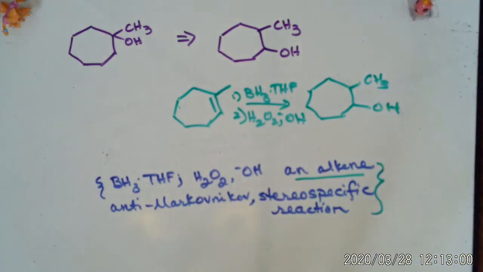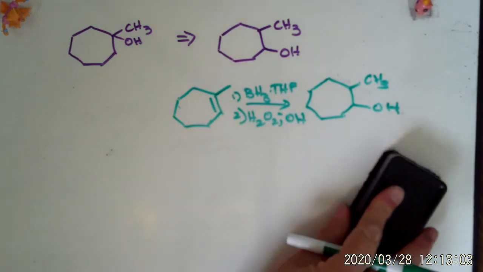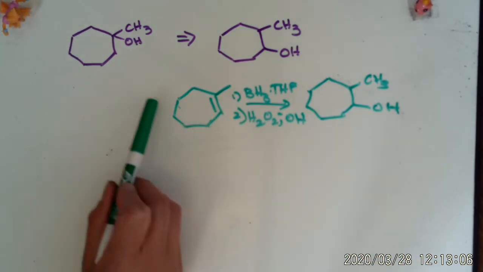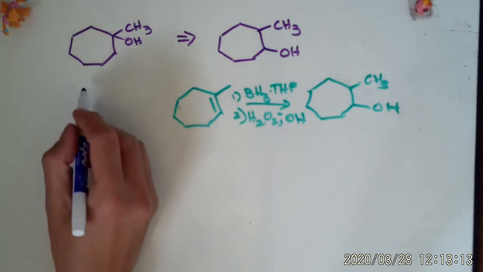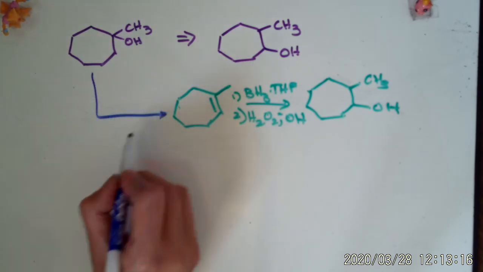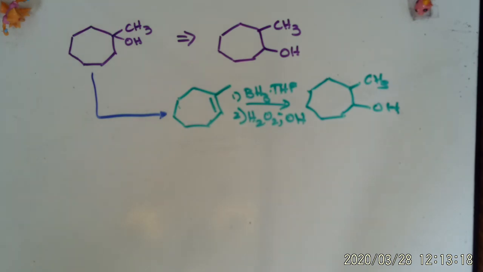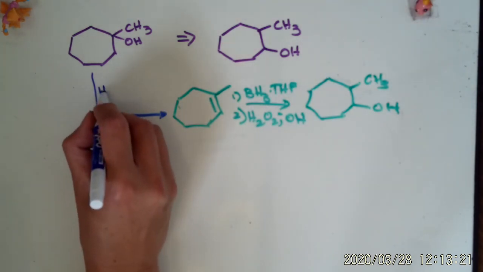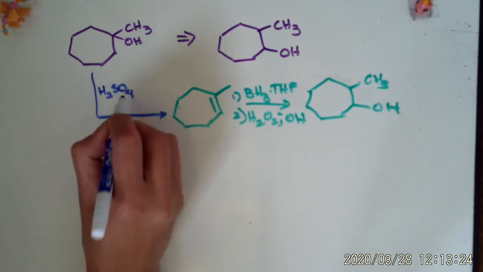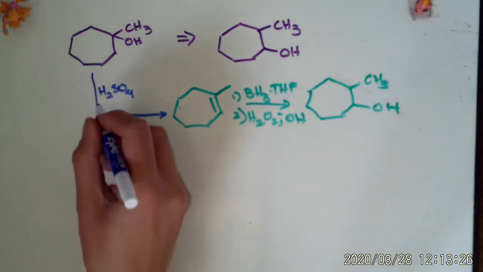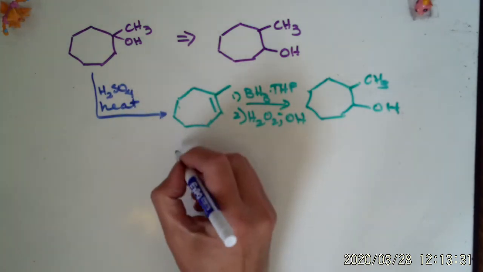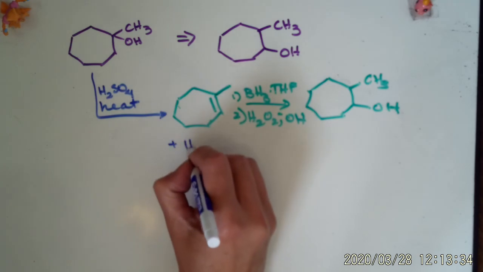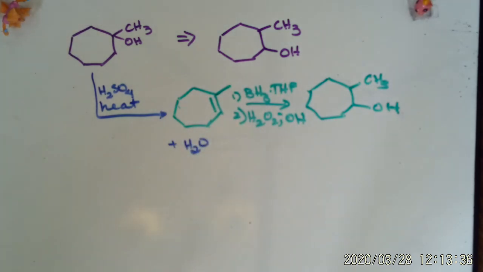Now, how do we get an alkene from an alcohol? Well, there's a classic way to do that. Don't we know how to do a dehydration? Okay, so how do we do that? You add in your acid and you heat it up. What's going to happen is you're going to lose water, and you get your alkene.